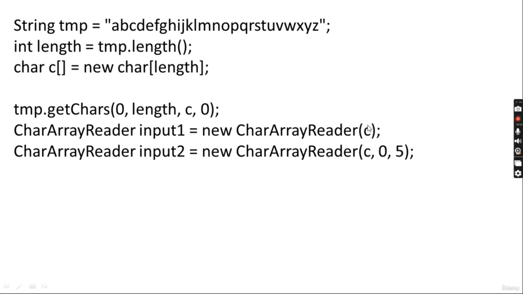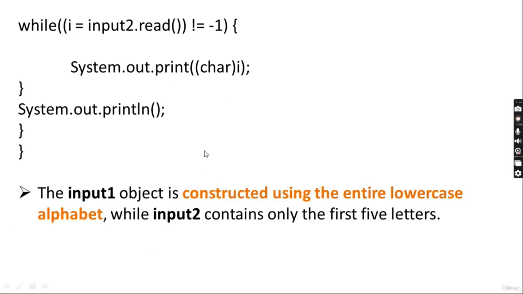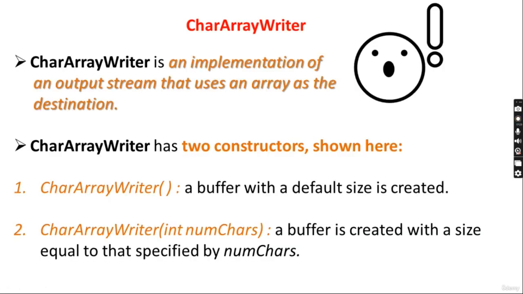First we will get the complete character array. Input 1 is taken, input1.read, minus 1. It will read and display the characters, and input 2 is read and displayed. Input 1 is constructed using the entire lowercase array, and input 2 contains only the first 5 letters. The first output is A, B, C, D up to Z, and the second is A, B, C, D, E. As simple as that.